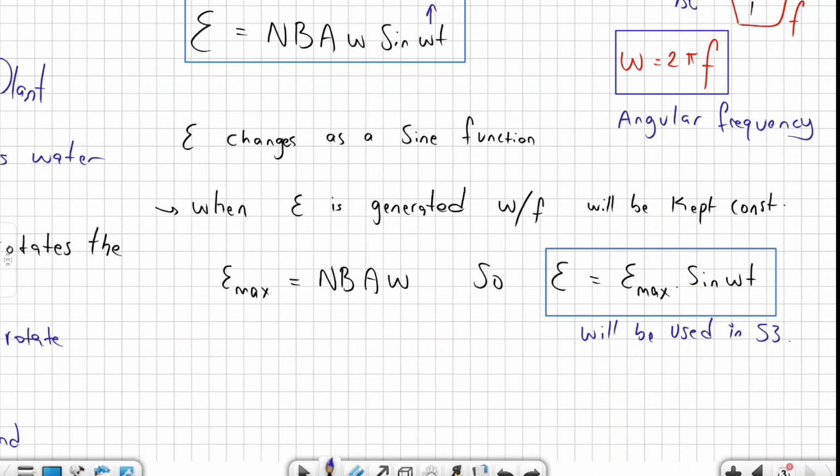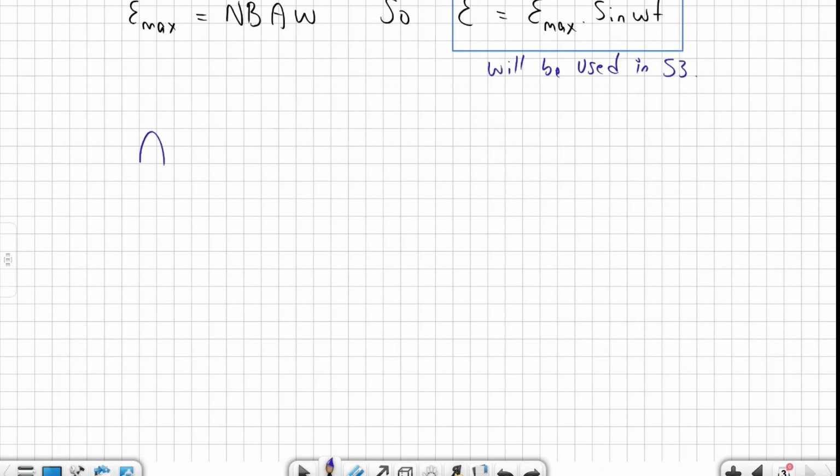Let's talk about an AC generator. An AC generator has 4 main parts. The first one is a permanent magnet to provide the magnetic field.